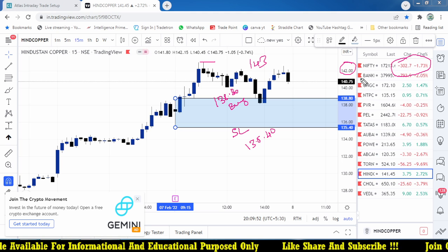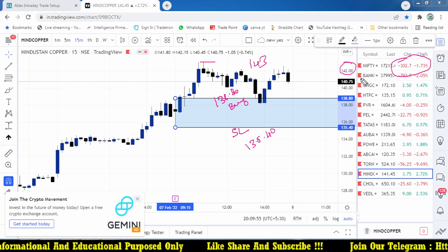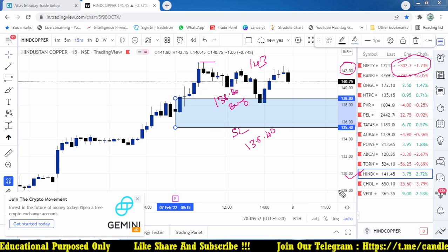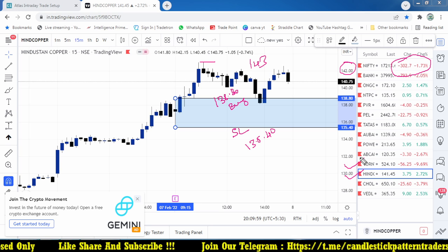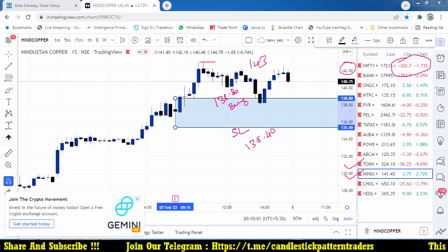Today Nifty has fallen down by 300 points, but this stock performed in bullish mode, and this stock performed in bearish mode.